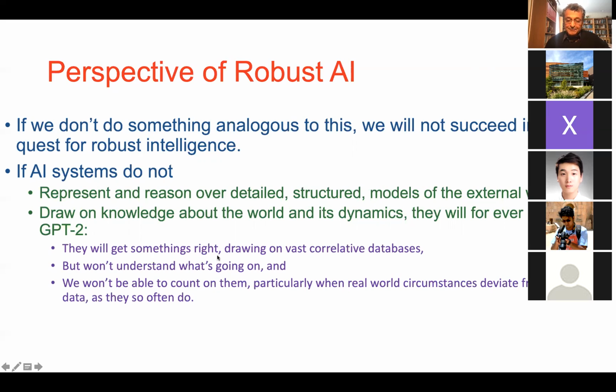You will get some things right, drawing on vast correlative databases. So if you don't give it a model of the world, they will just draw on all kinds of correlations based on the text and give you maybe better and better answers, but they will not get it right. They won't understand what's going on. And we won't be able to count on them, particularly when real world circumstances differ from the data, as they so often do. So there can be real world circumstances where we have to be able to trust them. If it is all completely based on correlative databases, and we have never seen that before, how can it possibly use that kind of information?